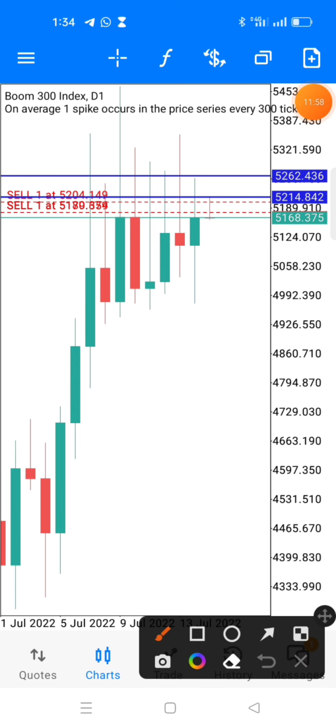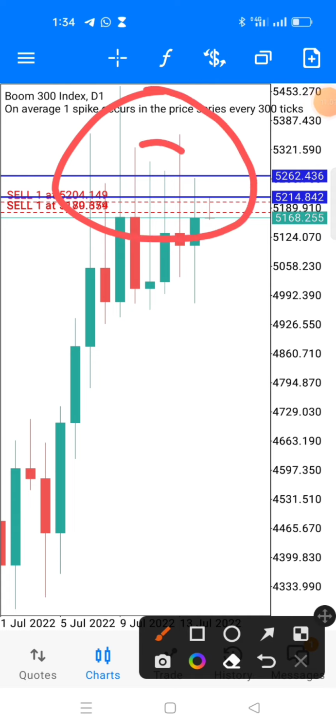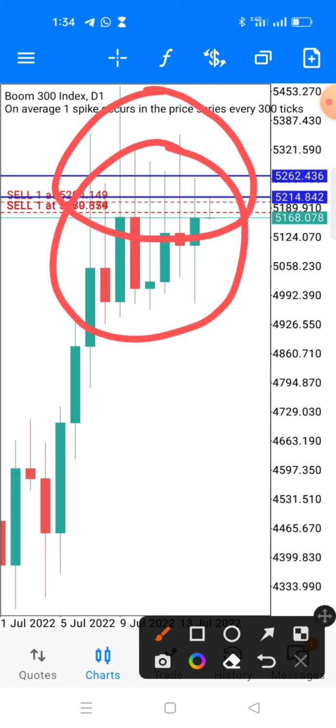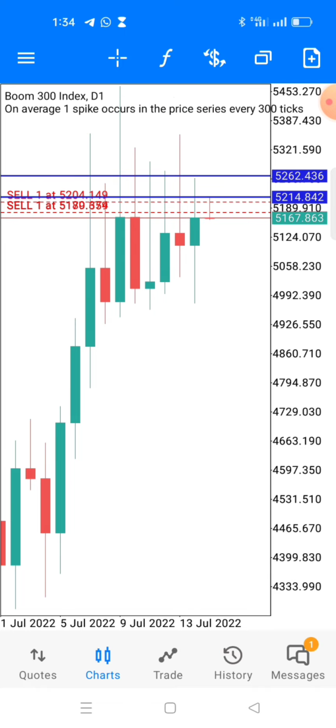Remember, we have lots of rejection, and this is a very large range. This has been happening for days or even weeks right now. So these are very long rejections and all that. So as I open my chart and I go to the time frame, I say that this has been happening all the time.